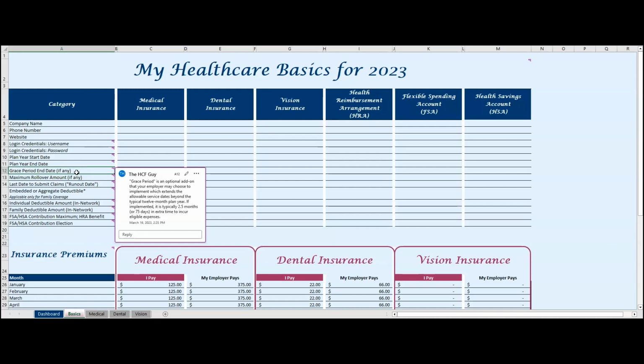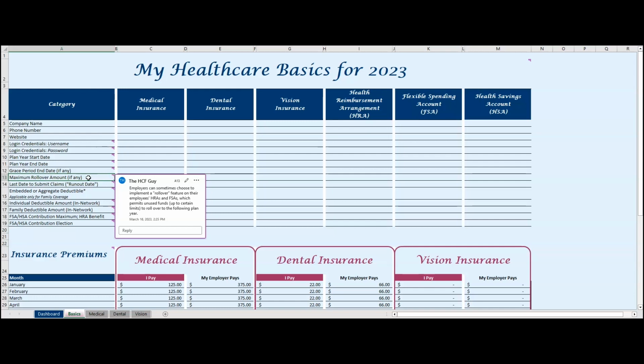Now, grace period end date. This is probably not applicable to your insurance plans, but it may be applicable to your HRA or FSA. Certain employers have the option of implementing a grace period, which means that you may have additional time to incur eligible expenses. Basically, a grace period extends the plan year end date by an amount of time dictated by your employer. If a grace period is implemented, they'll typically choose 2.5 months or 75 days. So you'll want to check that with your employer.